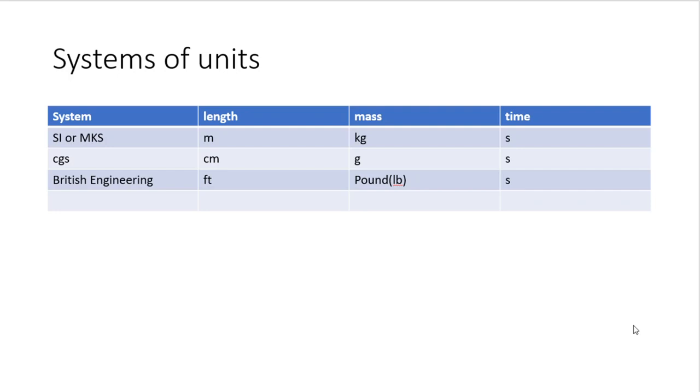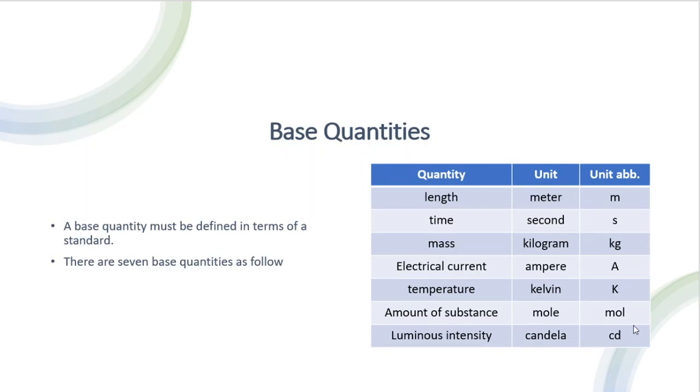So these are the basic units, but there are basically 7 base quantities. A base quantity must be defined in terms of a standard. There are 7 base quantities, as you can see in the table. For length, we use meters, time in seconds, mass in kilograms, electric current in ampere, whose abbreviation is A, and temperature in Kelvin, and uppercase K is the unit abbreviation for that.